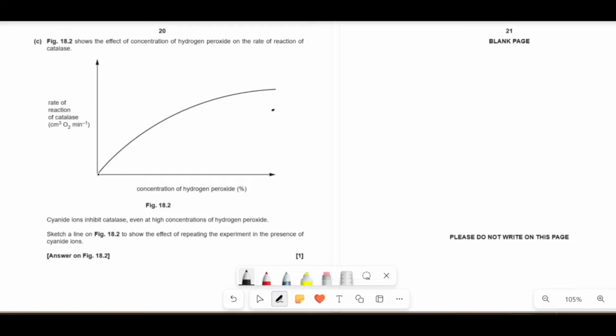So what happens is the reaction increases more slowly compared to the original, but levels off at a lower point, because all of those inhibitors have now bound to the catalase and changed its active site shape. So no matter how much hydrogen peroxide you add, it can only go as far as this, because there are fewer active sites as a whole, which is why it levels off lower down.